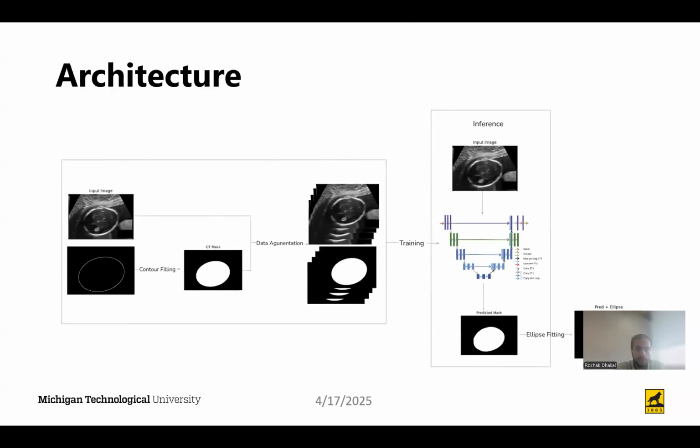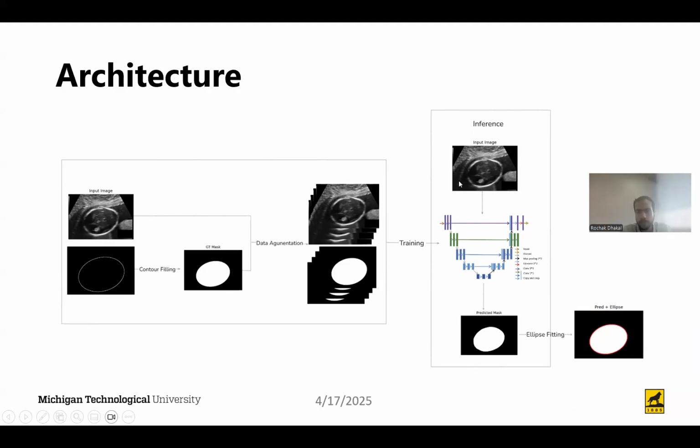The architecture of this model goes in this way. This is the input image and its corresponding annotations. We fill the contours and then we do the data augmentation for preventing overfitting and to make the model more generalizable. We train this UNET model and then during the inference, we pass the images and get the predicted masks and do the ellipse fitting to measure the head circumference.